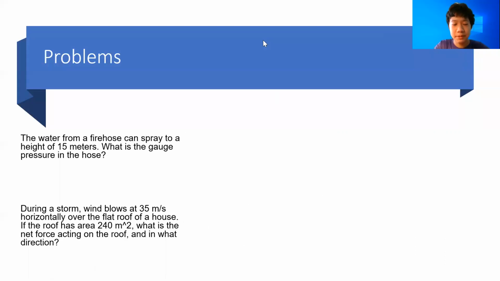Let's go on to 2 more problems. Pause the video if you'd like to do this for yourself. All right, here's the solution. So the water from a fire hose can spray to a height of 15 meters. What's the gauge pressure in the hose?